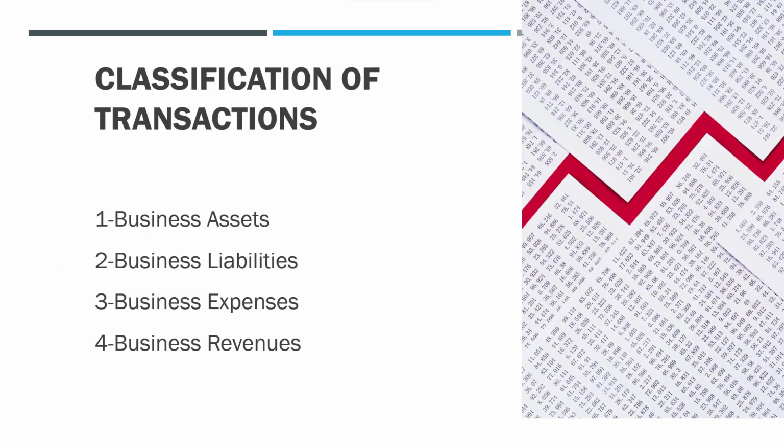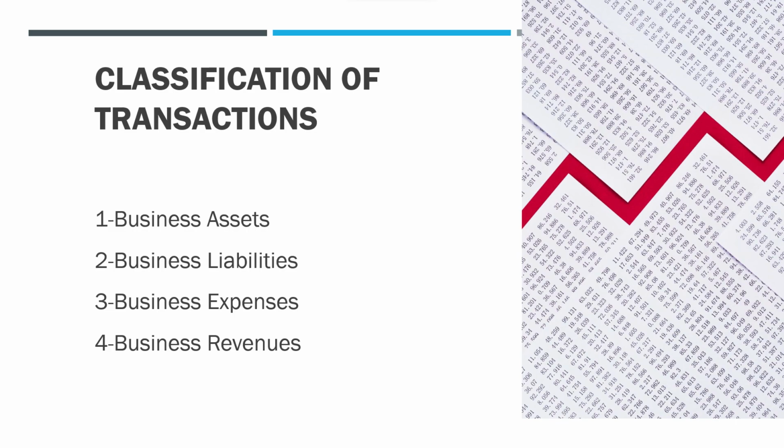We need to remember that all accounting transactions may be grouped into four broad categories. These categories are: 1. Business assets such as plant and machinery, accounts receivable, and inventory. 2. Business liabilities such as debts and loans. You also need to remember that equity is a special type of business liability. It is the money that the business owes to its owners.